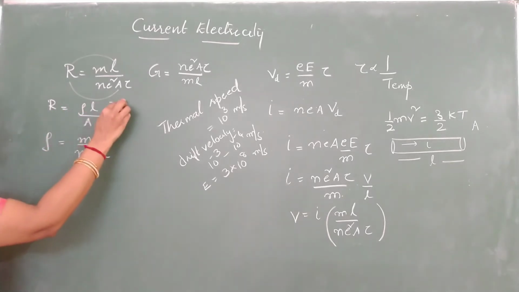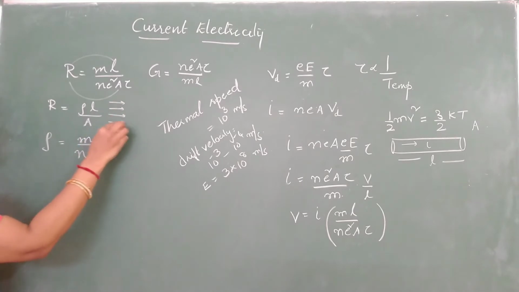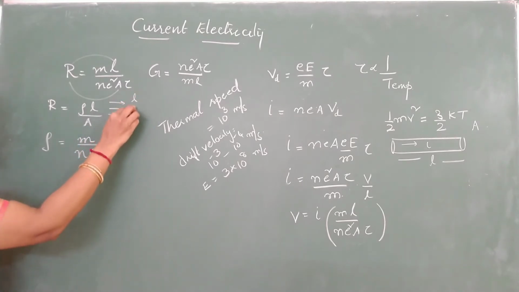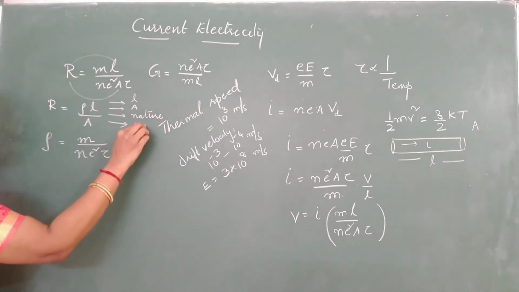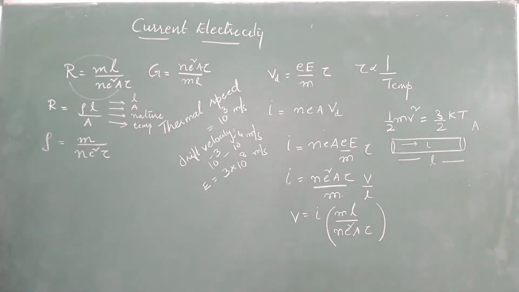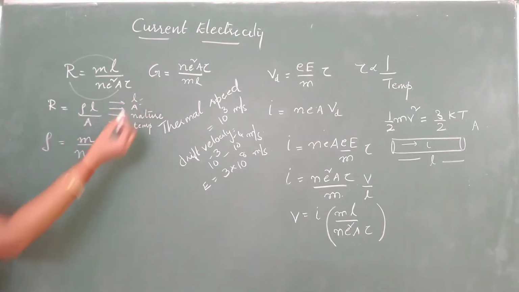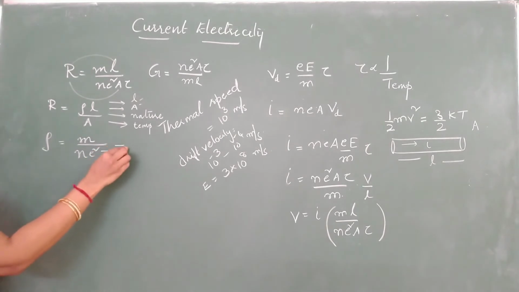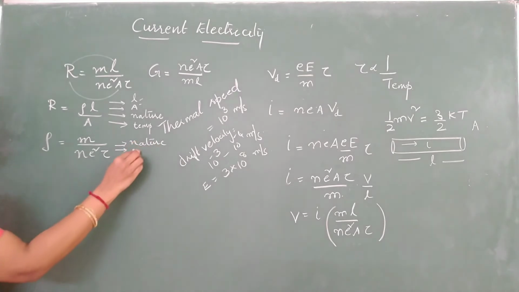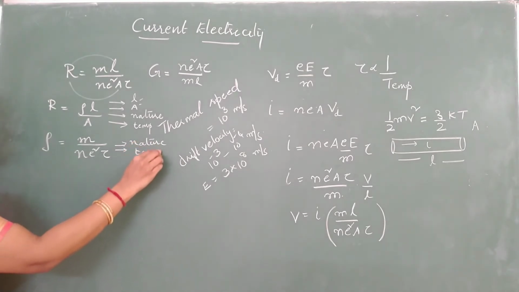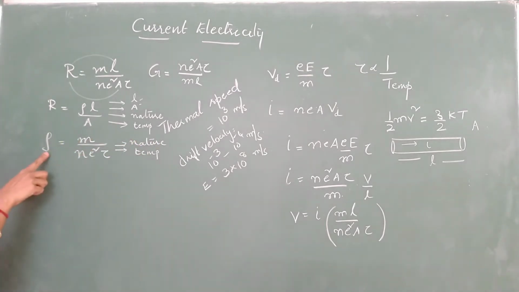Resistance generally depends on 4 factors. What are the 4 factors? It depends on length, area of cross section, nature of substance, and temperature. Whereas resistivity does not depend on physical dimensions. It depends on only 2 factors: the nature of the substance and temperature. The reciprocal of resistivity, we know, is called conductivity. 1 by rho will give you sigma.